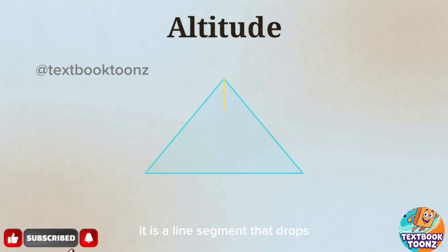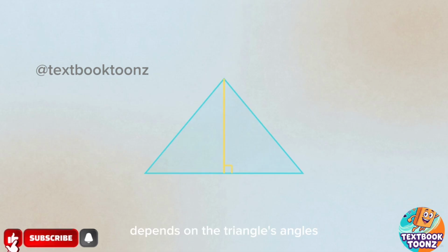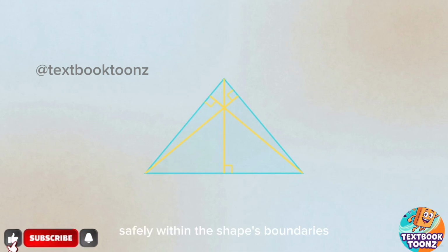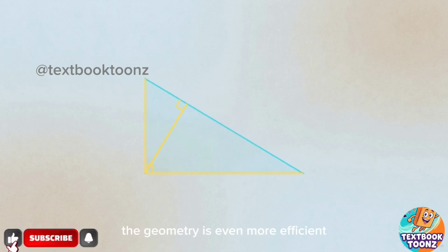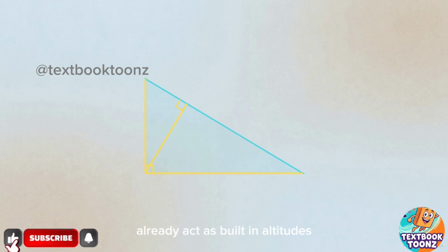It is a line segment that drops straight down from a vertex until it hits the opposite baseline at an exact 90-degree angle. Where these altitudes land depends on the triangle's angles. Inside an acute triangle, all three possible paths drop safely within the shape's boundaries. In a right-angled triangle, the geometry is even more efficient. The two sides that form the 90-degree corner already act as built-in altitudes.